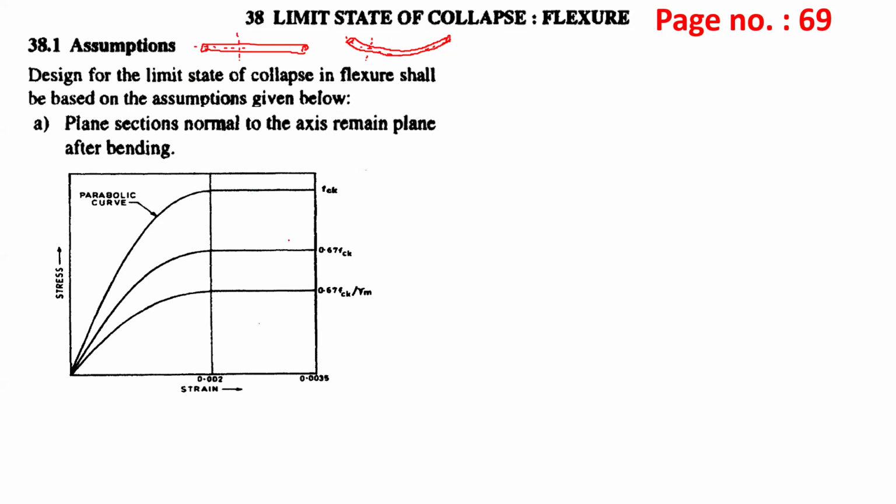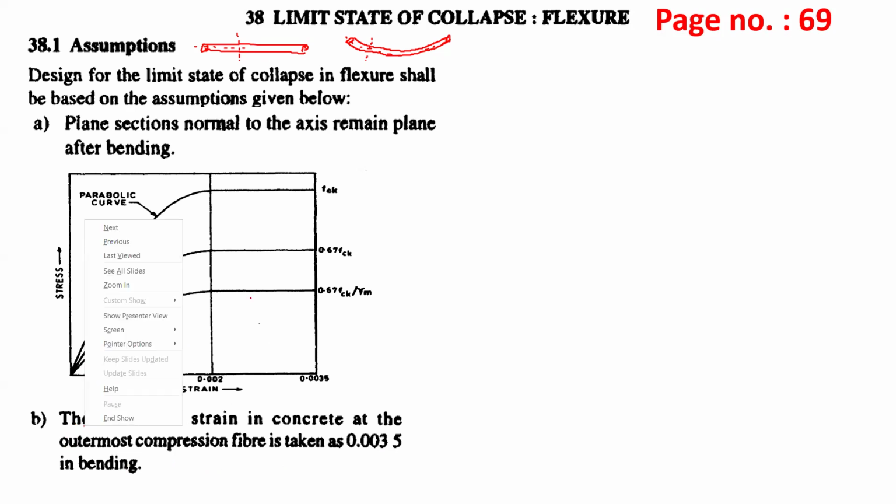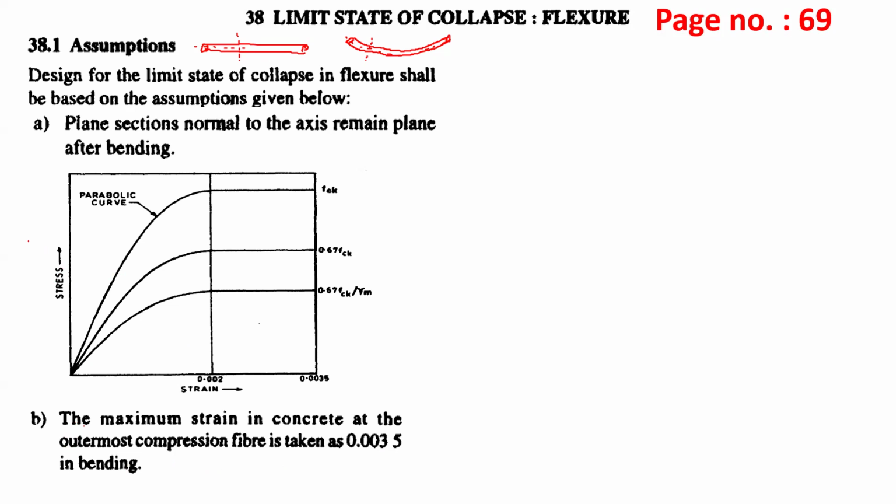Second, the maximum strain in concrete at the outermost compression fiber is taken as 0.0035 in bending. Now this is the stress-strain curve. Keep in mind, students, do not forget at the time of the oral where we have stress and where we have strain. Stress is on the y-axis, with unit Newton per mm square, and strain is on the x-axis, which is unitless. Now we have three curves. For this second assumption, we have the value 0.0035.